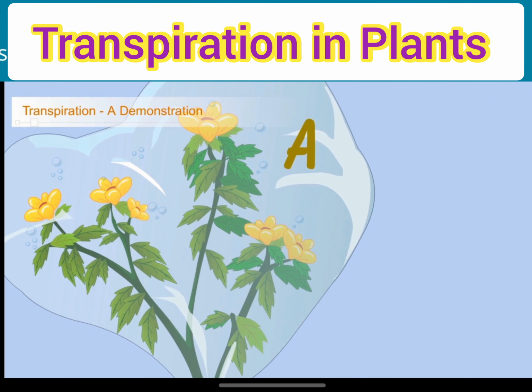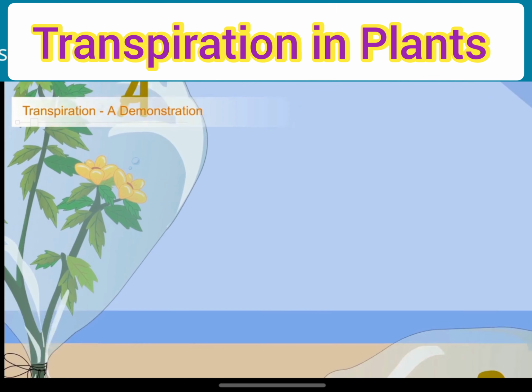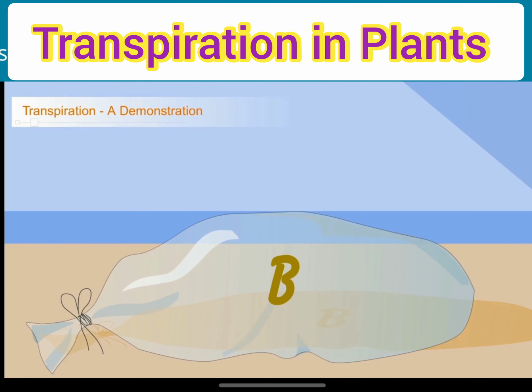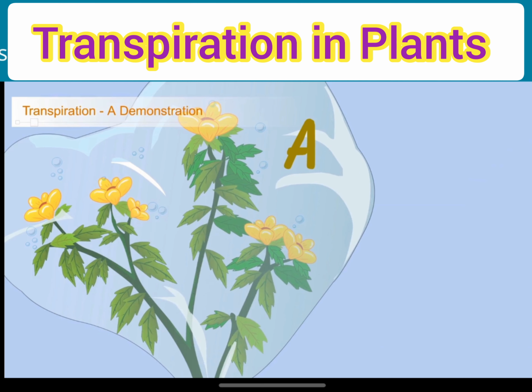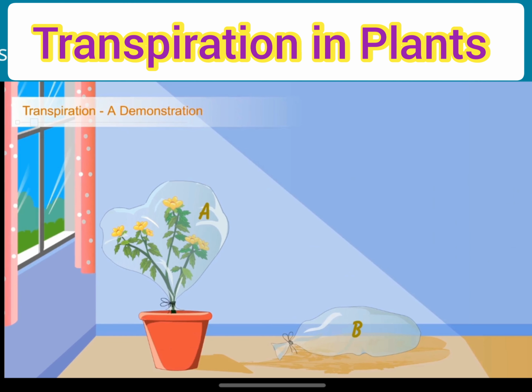Drops of water will appear on the inner side of the bag A. The polythene bag B will not show any water drops in it. The leaves give off water vapor, and due to condensation of the water vapor, tiny drops of water get collected. This experiment shows that plants give out water to the atmosphere through transpiration.